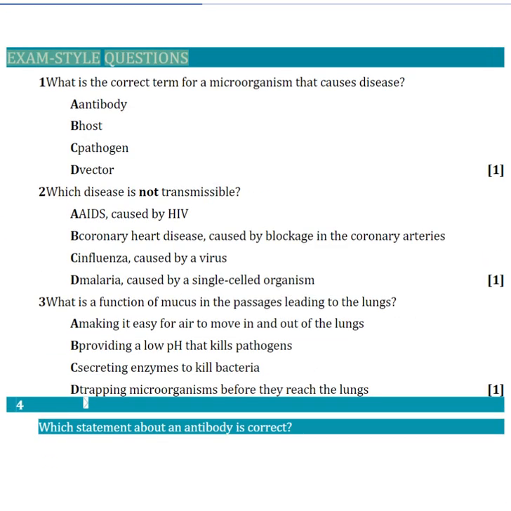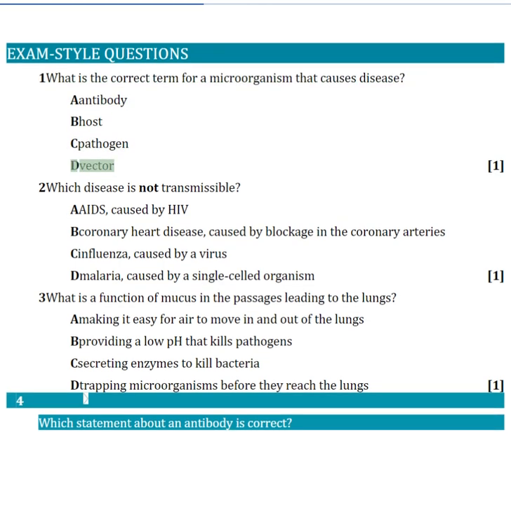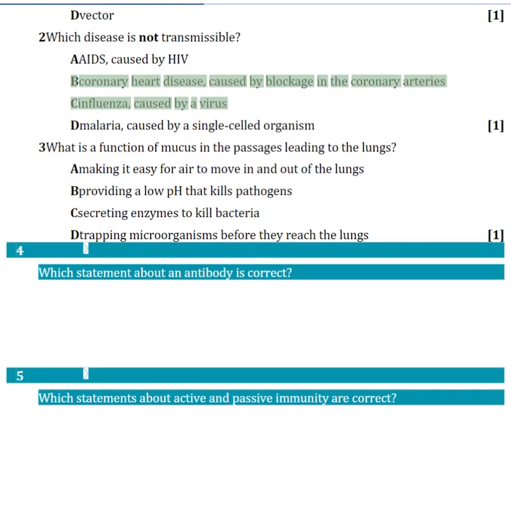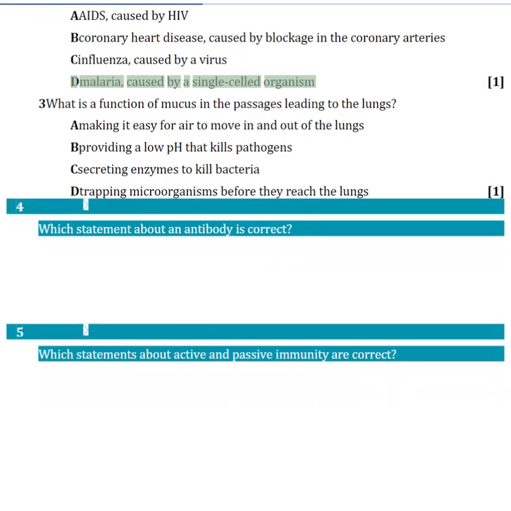Exam-style questions. 1. What is the correct term for a microorganism that causes disease? A. Antibody. B. Host. C. Pathogen. D. Vector. 2. Which disease is not transmissible? A. AIDS, caused by HIV. B. Coronary heart disease, caused by blockage in the coronary arteries. C. Influenza, caused by a virus. D. Malaria, caused by a single-celled organism.